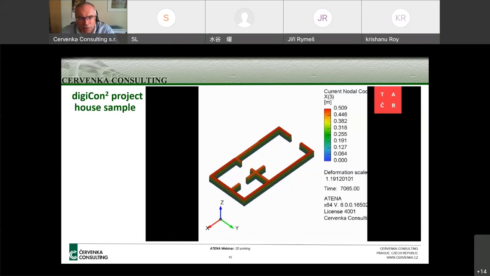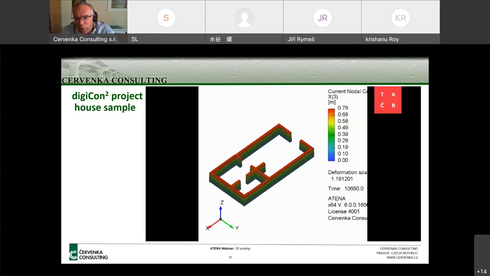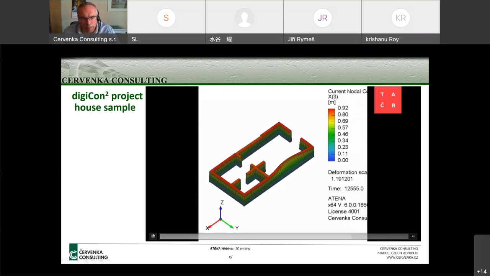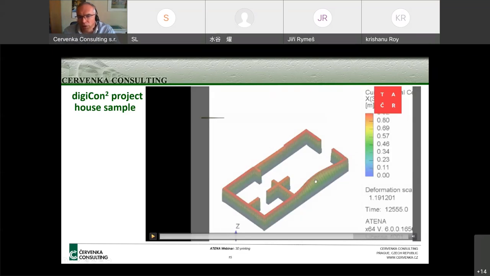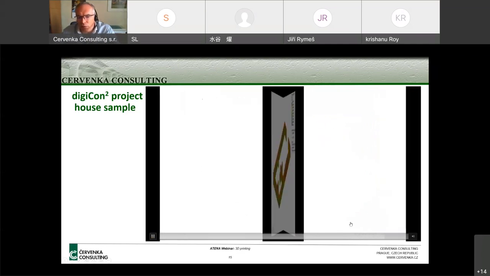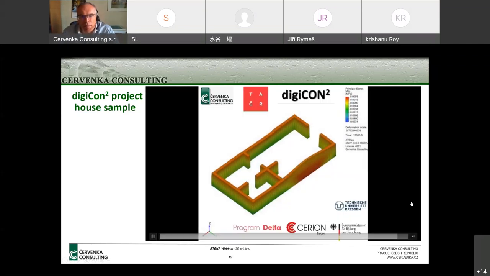So you see the gradual printing. So far, nothing is happening. And then, of course, depending on the printing speed and the type of material that you are using, you may observe a collapse, which in this situation, for this given speed, was obtained at a height of about 1 meter. So you see this longest wall started, well, maybe I should go back. So we started to see the collapse of this wall. The collapse was at about 90 centimeters. But if we reduce the speed of printing, of course, we can obtain a structure which is not collapsing. So this was the example from this Digicon project.